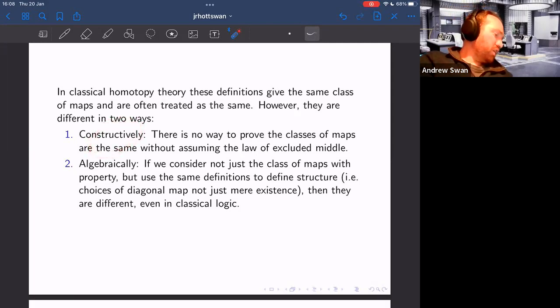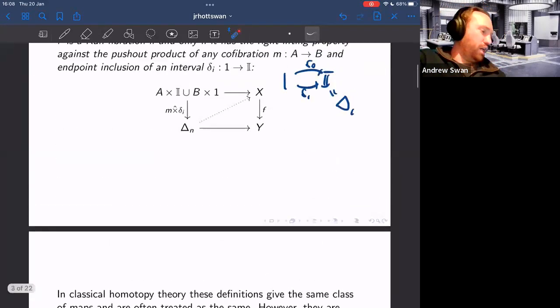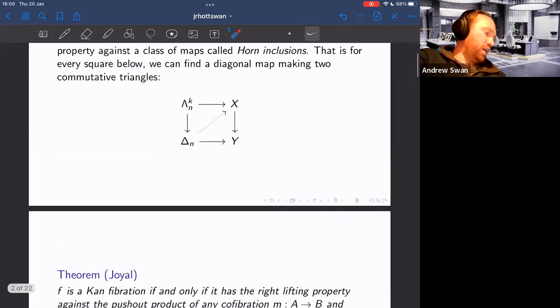And as well as being constructively different, they're what I'm going to call algebraically different. And what I mean by this is that when I defined them a minute ago, I said they were defining the class of maps if these diagonal maps here, which I'm calling diagonal fillers, merely exist.